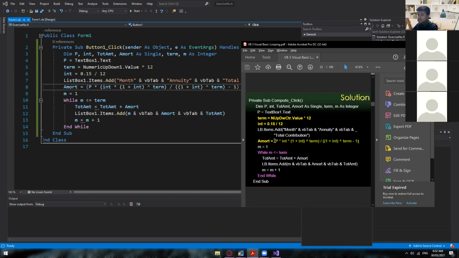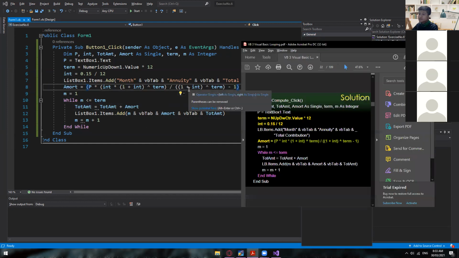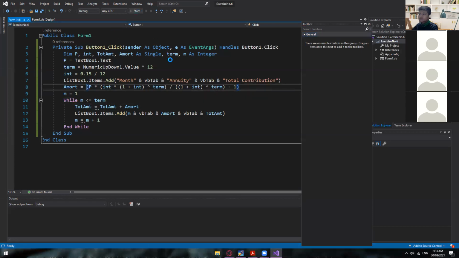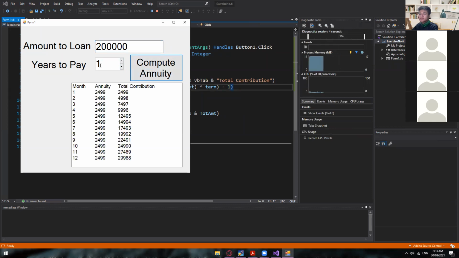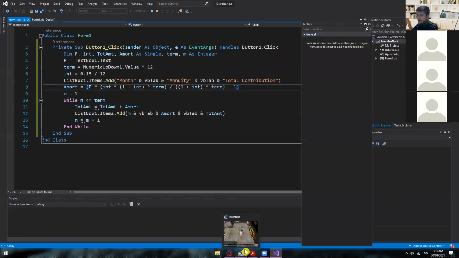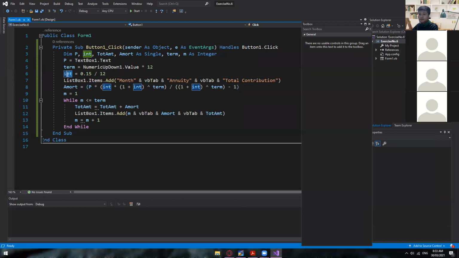What's wrong? There's no input of interest yet, sir. Where? When you input in our interface, sir. We have, there you go, 1. Oops, maybe I missed something. There's none, we only have two inputs: the amount to loan and the years to pay. Because the interest is already computed as compounded interest divided by 12, which is this one, int. So int is equal to 0.15, 15% interest divided by 12.